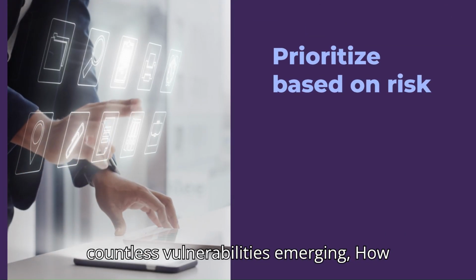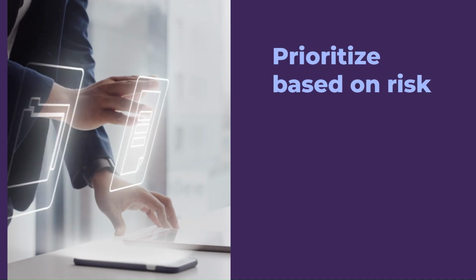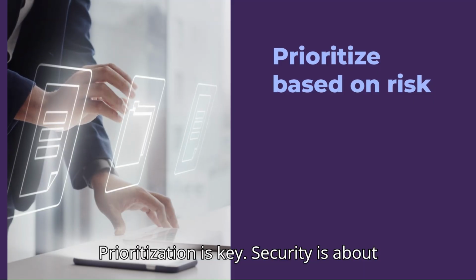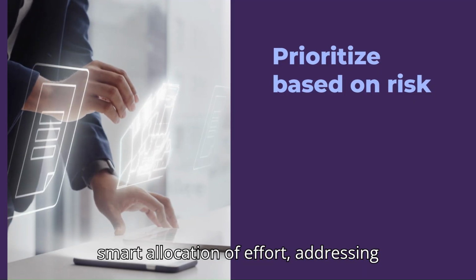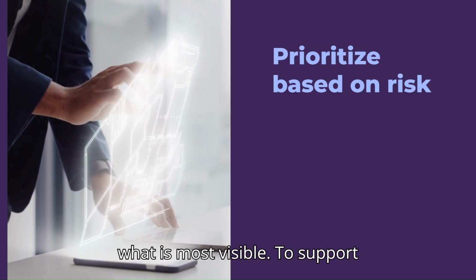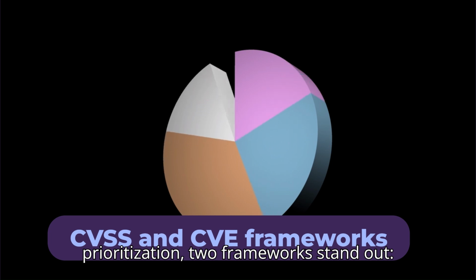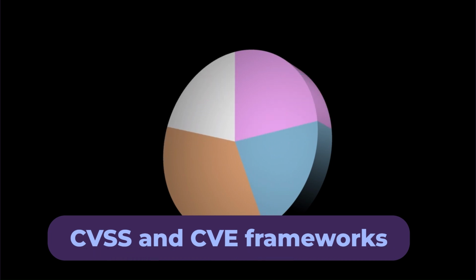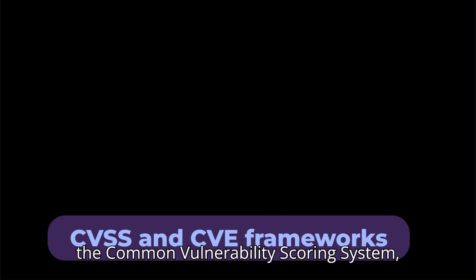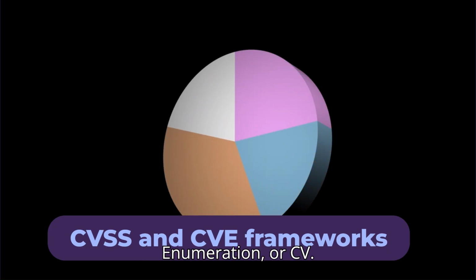But with countless vulnerabilities emerging, how do you decide which to tackle first? Prioritization is key. Security is about smart allocation of effort, addressing what poses the highest risk, not just what is most visible. To support prioritization, two frameworks stand out: the Common Vulnerability Scoring System, or CVSS, and Common Vulnerability Enumeration, or CVE.